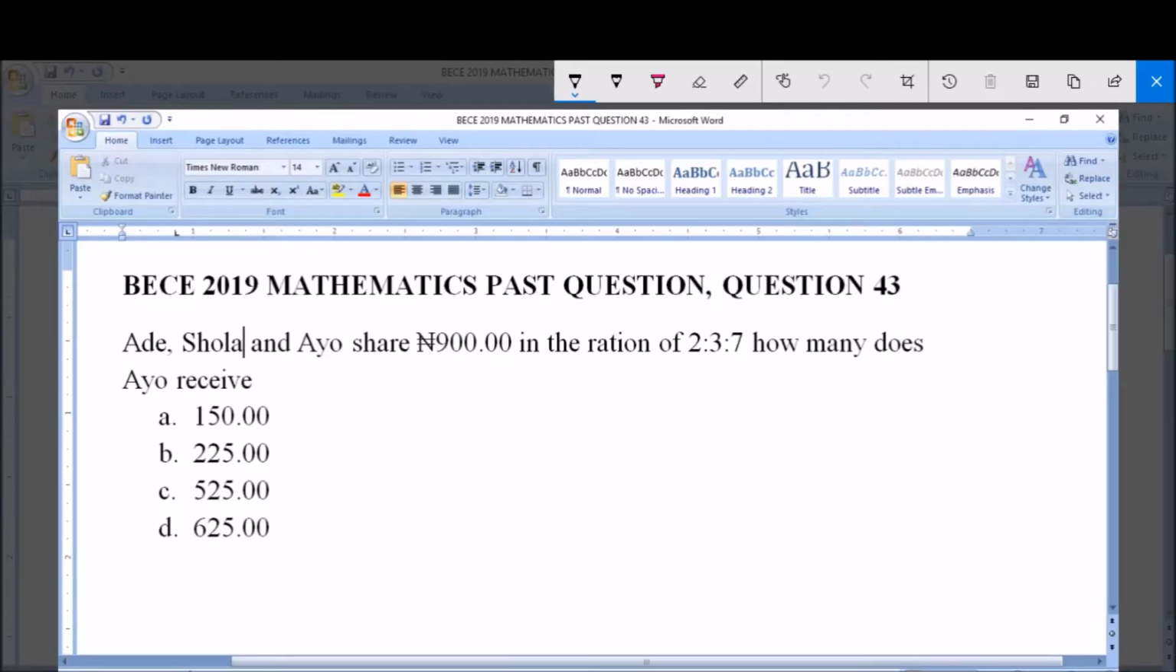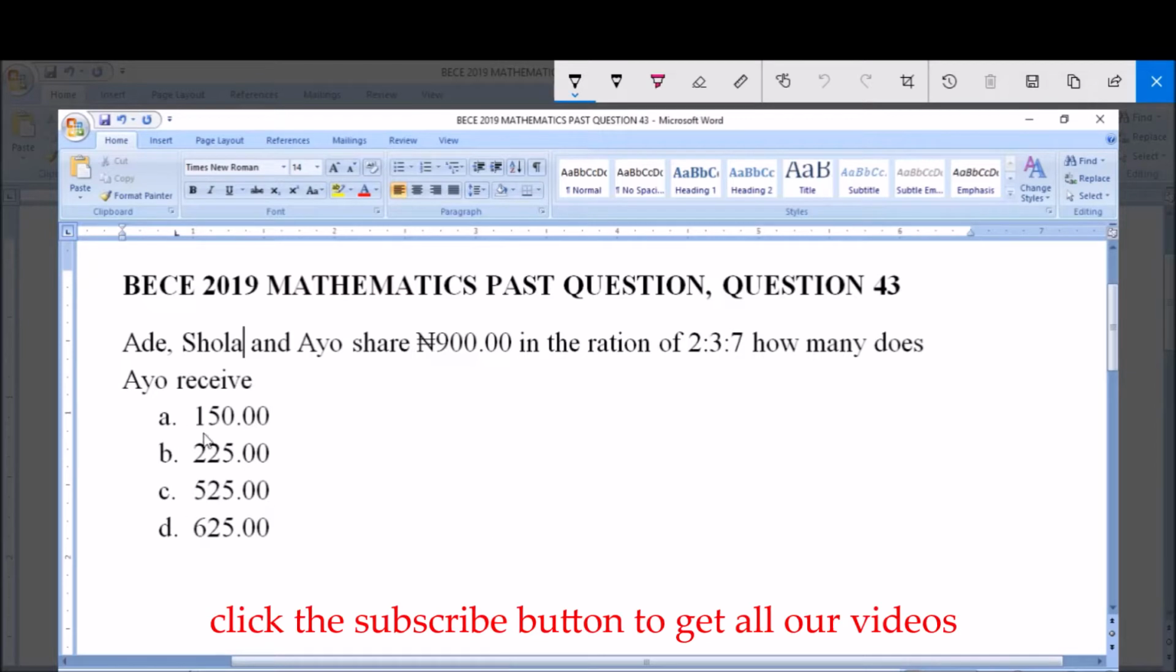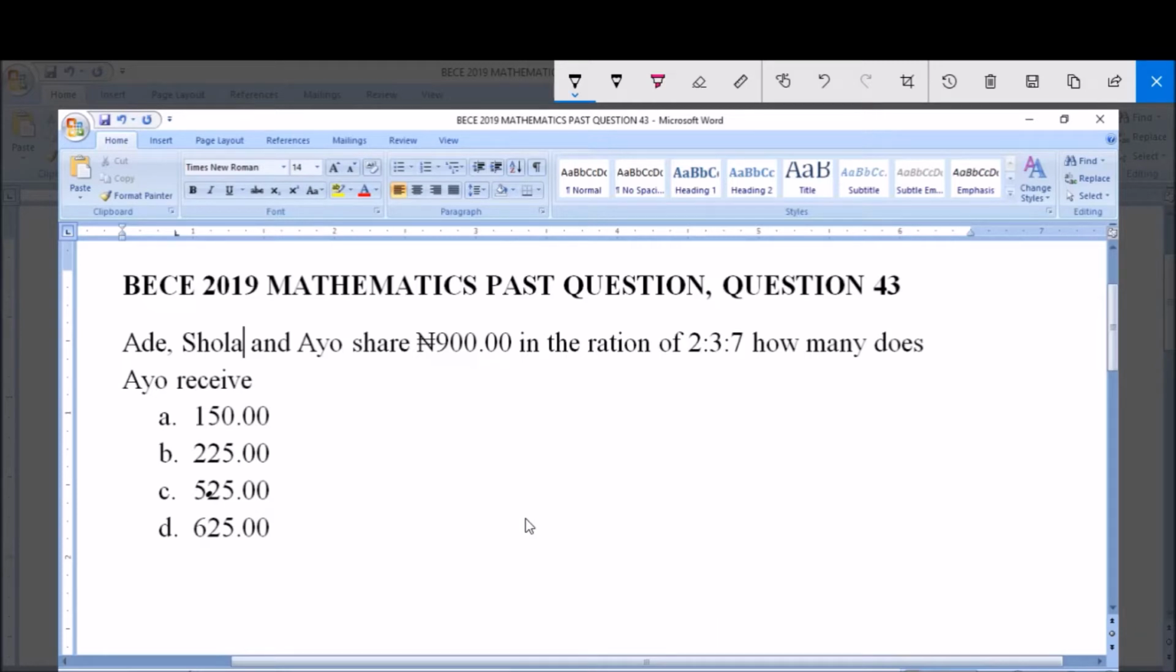Today we're going to be dealing with BECE 2019 Mathematics Past Question, question 43. Ade, Shola, and Ayo share 900 naira in the ratio 2:3:7. How much does Ayo receive? A. 150 naira, B. 225 naira, C. 525 naira, and D. 625 naira.